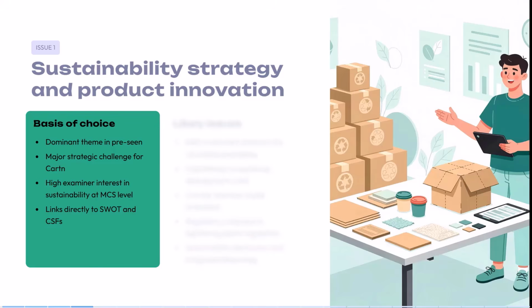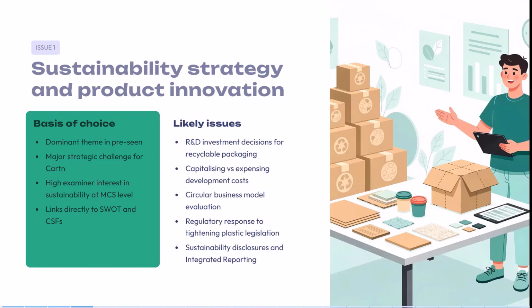Now, at MCS level, examiners aren't just going to be testing sustainability as a kind of isolated standalone topic. They're going to embed it in strategic decisions, capital investment questions, governance challenges, and stakeholder conflicts. And this issue has high strategic importance because it sits at the top of the SWOT as both Cartn's most urgent weakness and its most transformative opportunity. And the board will be discussing it every meeting. So let's take those likely issues a little bit further. Okay, so what issues are you likely to come across if sustainability is in this form?